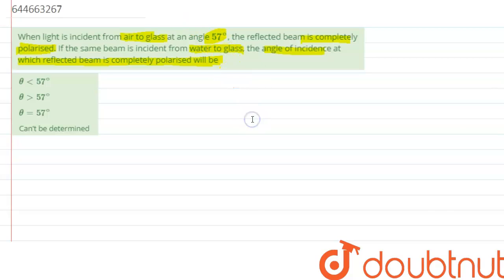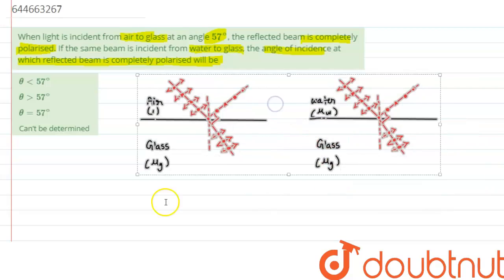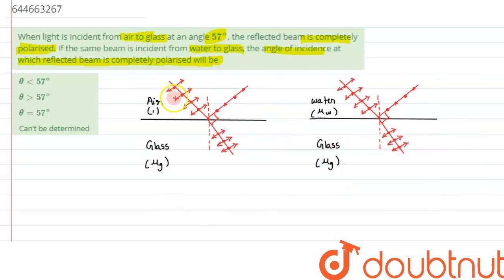Alright, so we have been given two conditions. Let's try to visualize it over here. These are the two conditions that have been given to us. First condition is when the light is incident at an angle of incidence of 57 degree, and in that case we can see the light is coming from air and going into glass. And in the second case we have to calculate the angle of incidence. Let's suppose it to be ip, and the light beam is coming from water and going into the glass.